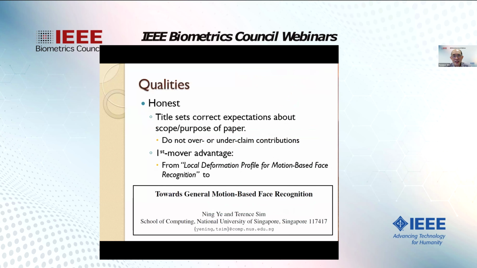Here's another quality: honesty. The title should set the correct expectations about the scope and purpose of the paper. Do not overclaim, do not underclaim your contributions. For instance, if you have a title that claims that you have solved world hunger, I think straight away most people will say that you're overclaiming. So don't do that.